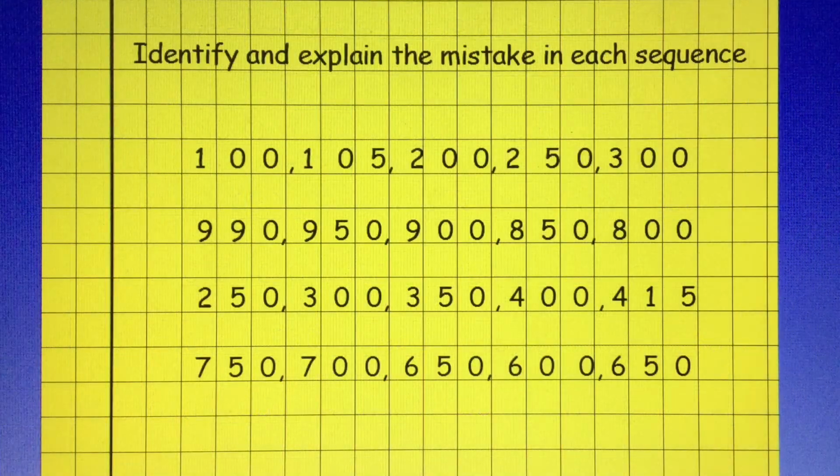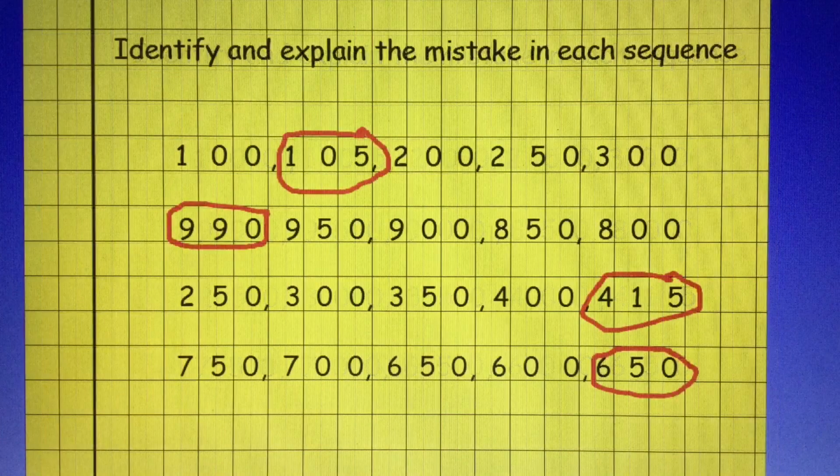Can you identify the mistake in each of the sequences below? Can you explain why they are a mistake? 105 was a mistake because they were supposed to put 150, but they got the 5 and the 0 the wrong way round. But after that, they wrote 990 rather than 1,000.